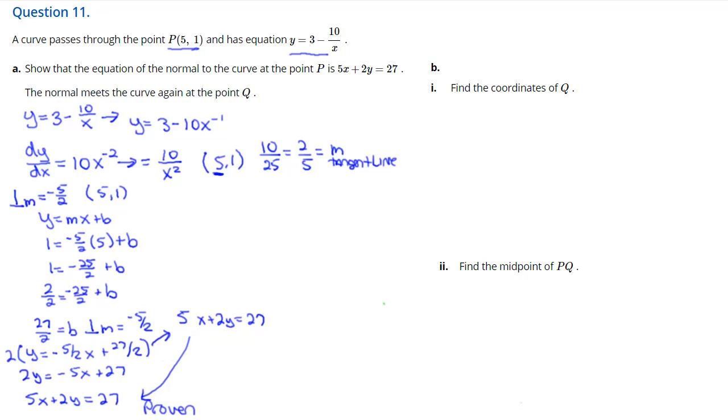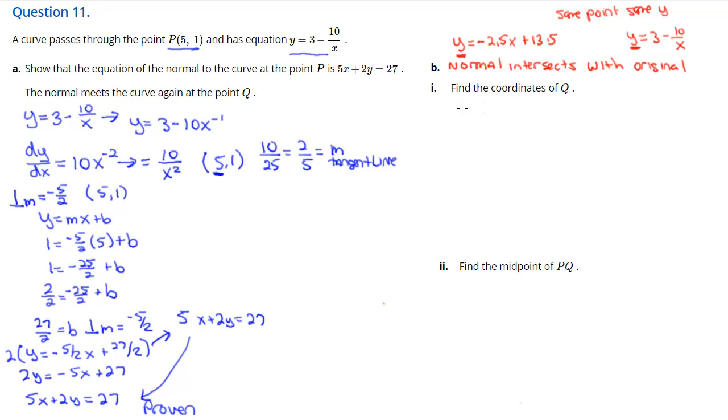All right, so the second part is they want us to find coordinates Q. Q is where the normal intersects with the original. And we know both those functions because we just found the normal. That's y equals, I'm going to change this to a decimal, negative 2.5x plus 13.5. And then the original is y equals 3 minus 10 over x. Since both these y's are the same point, they're going to be equal to each other, so we can make the other parts equal to each other. And that's going to give us 3 minus 10 over x is equal to negative 2.5x plus 13.5.